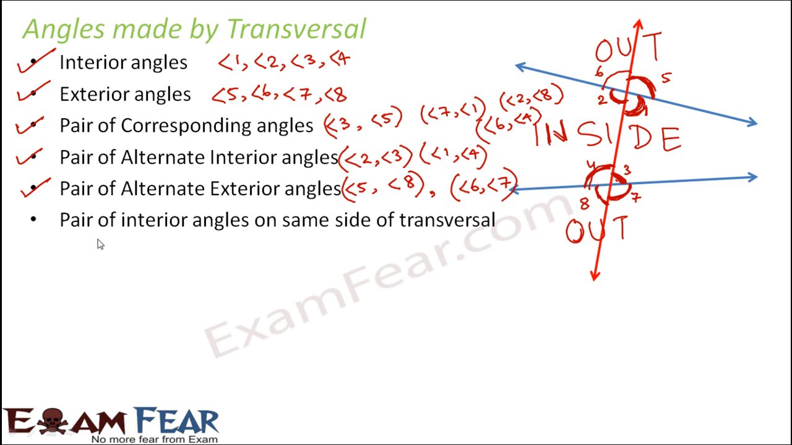Finally, you would also have pairs of interior angles on the same side of the transversal. Interior angles can be alternate, like 2 and 3 are alternate interior angles, but 1 and 3 are interior angles on the same side of the transversal. So angle 1 and angle 3 are interior angles on the same side of the transversal. Similarly, angle 2 and angle 4 are also interior angles on the same side of the transversal. So you see, these are all angles which are formed by the transversal and they have been given different names based on their positions.